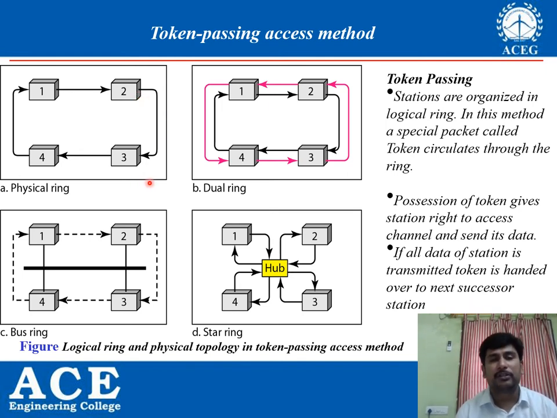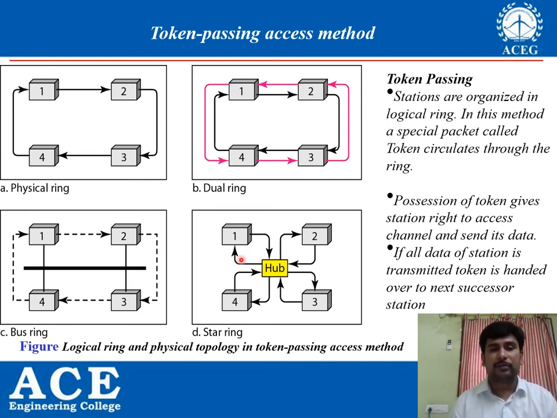So this is how you'll find a token being passed or circulated among the devices which are arranged in the form of a ring. And this process of controlled access method will be referred to as the token passing method. The devices can be arranged in ring format in different ways. The first one is physical ring. Second one, you will find a dual ring, where in case one path gets broken, there will be an alternate path until the first one is recovered, or they can be connected using a bus, or they can be connected using a star topology.